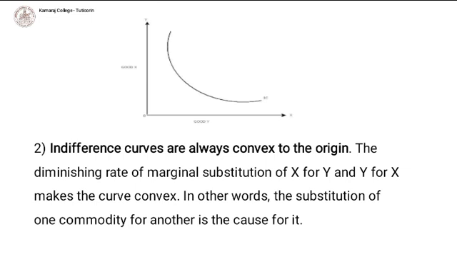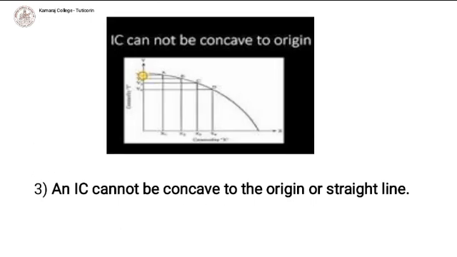Third one: an indifference curve cannot be concave to the origin or a straight line. In this figure, the IC curve is a downward sloping straight line from left to right. That means the marginal rate of substitution of X for Y remains constant.